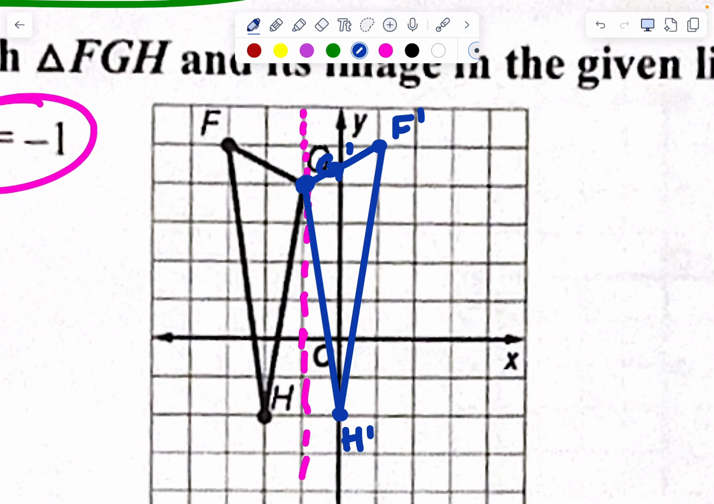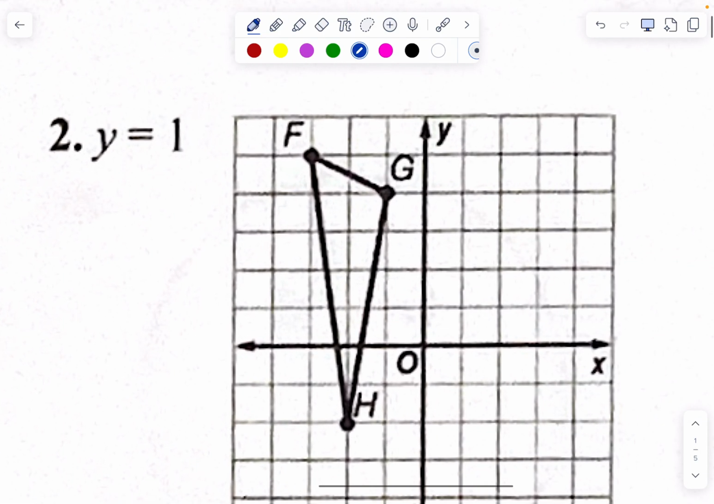Which will change the shape. Well, it won't change the shape, but it'll change the size. But we have a much better teacher. Yeah, we'll see.